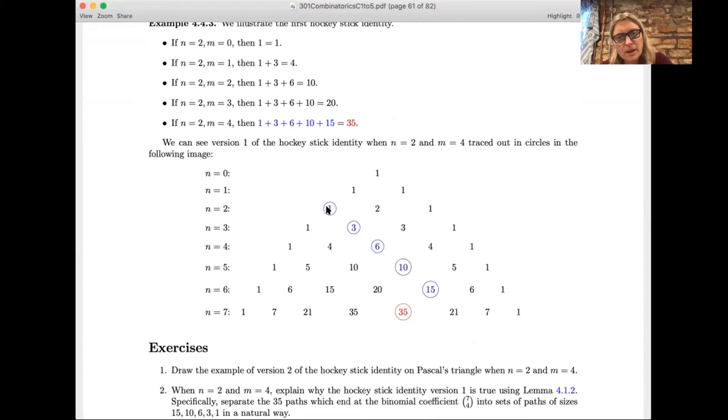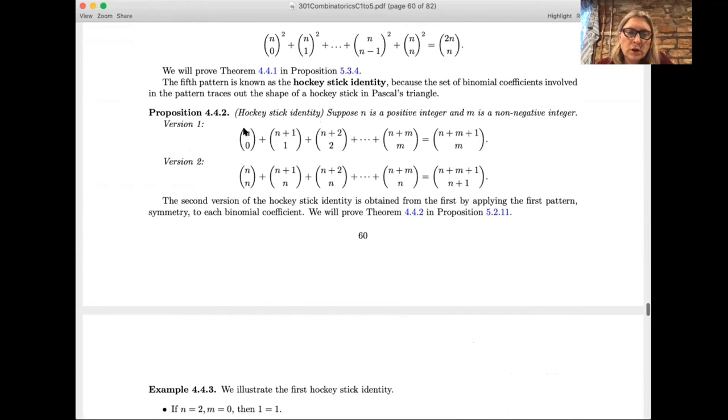But the idea is that the sum from 0 to m of the entries in this diagonal is the mth entry in the next row. And this is written in a complicated way because the row is changing. So here's n, n plus 1 through n plus m. That shows the row is changing. And also 0, 1, 2 through m. That shows the diagonal is changing. And here you get the mth entry in the n plus m plus first row.